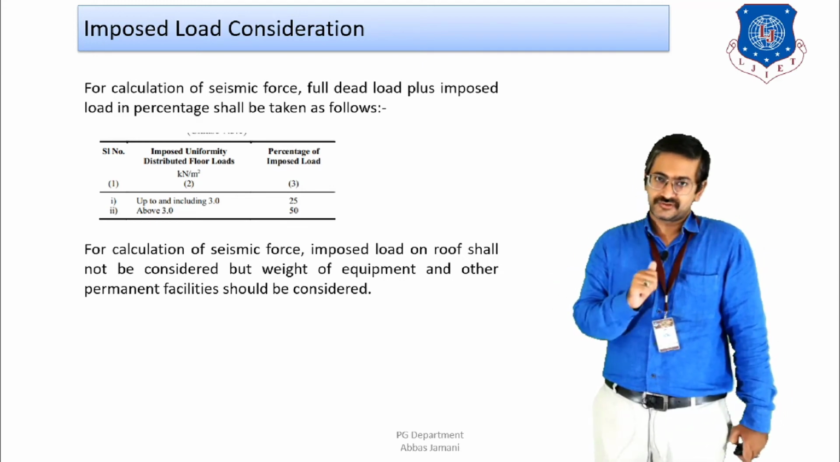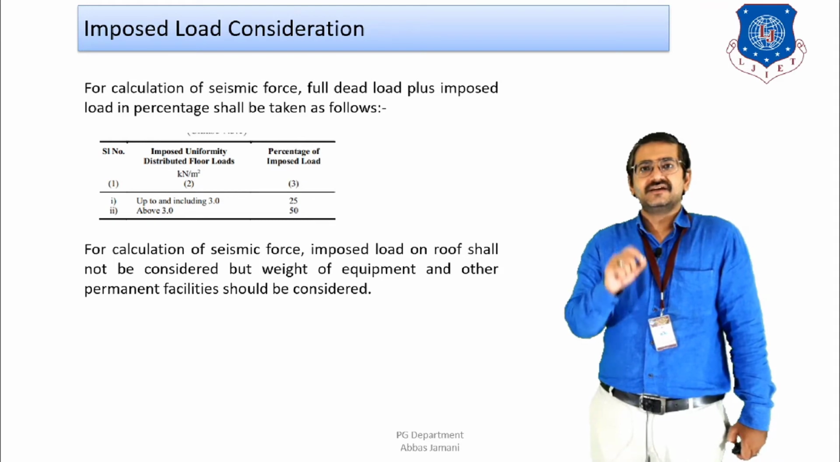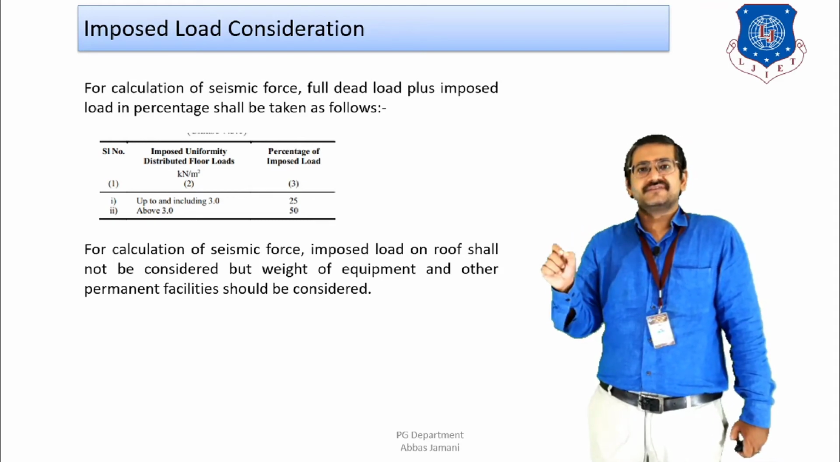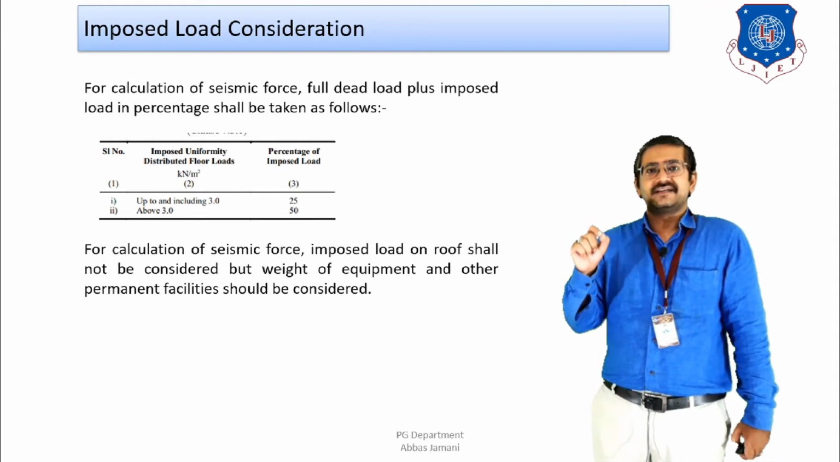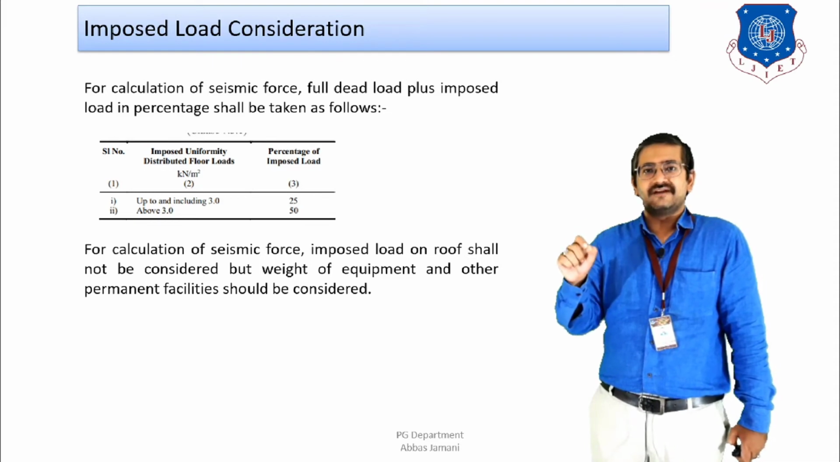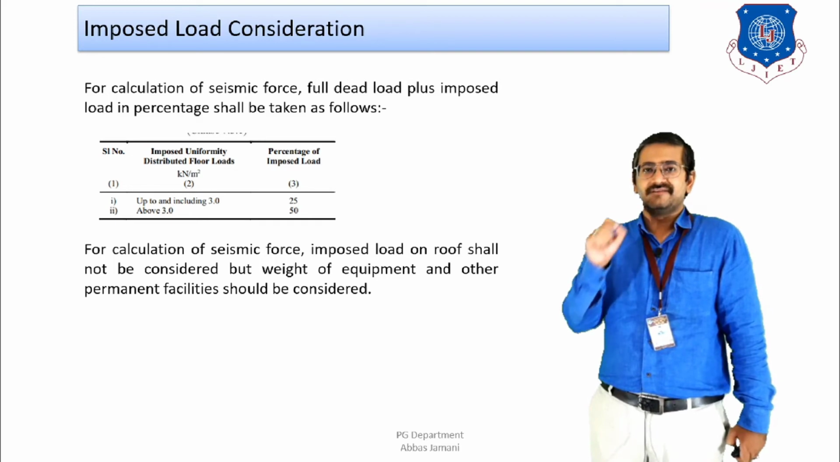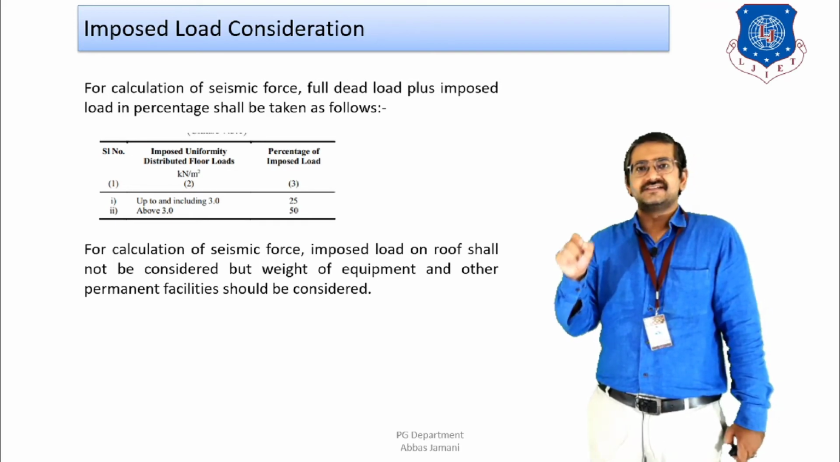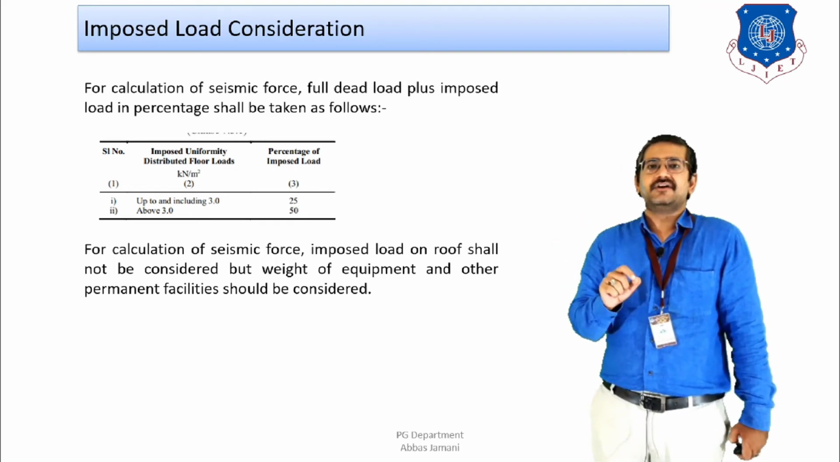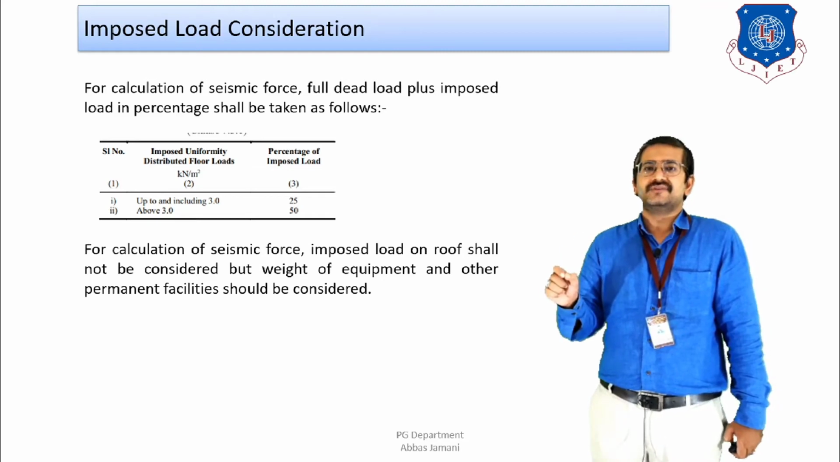That is, when you calculate the imposed load or the seismic weight of the structure, the factor for imposed load or live load should be 0.25 or 0.5. If the value of the live load is less than or equal to 3, then the factor is going to be 0.25, and if the value of live load is greater than 3, then the factor is going to be 0.5.